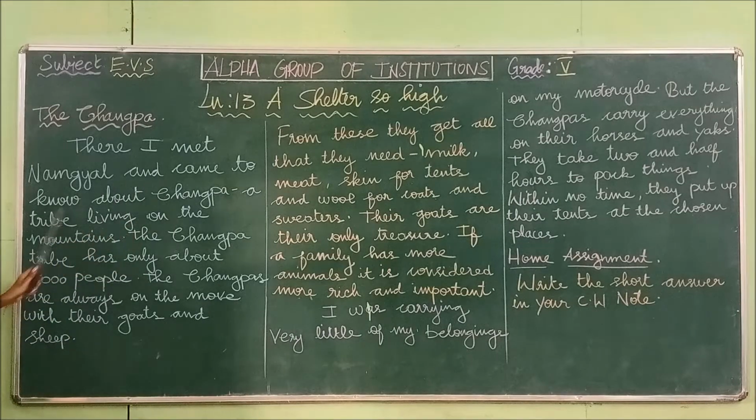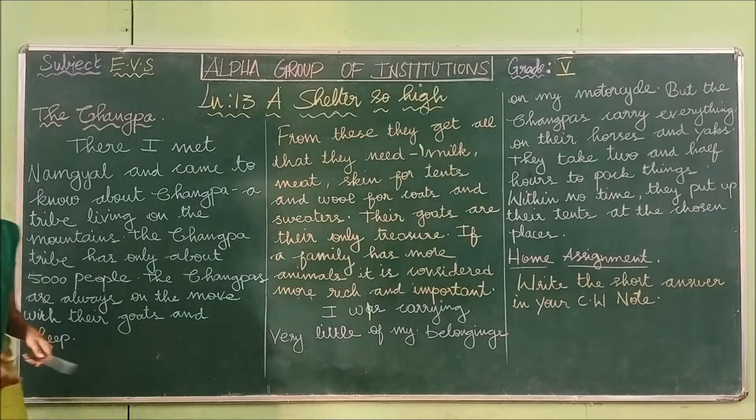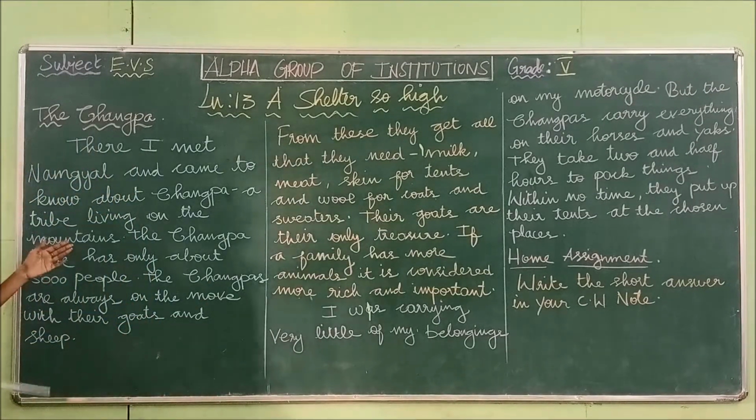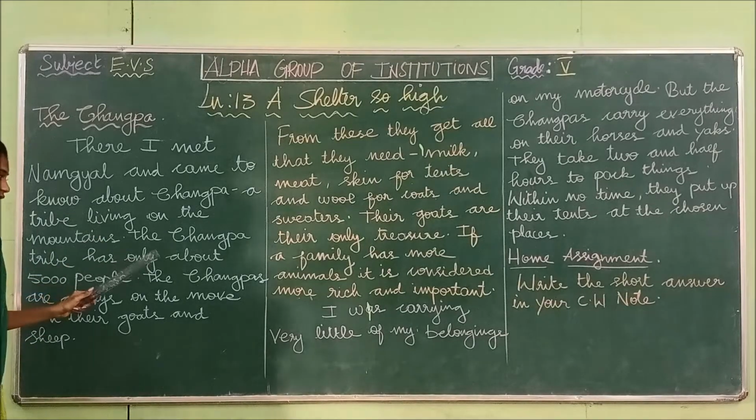Champa means a tribe living on the mountains. Tribe means a group of people. Okay, a group of people who live on the mountains. So Gaurav is asking Namgyal about the Champa people, about their way of living.